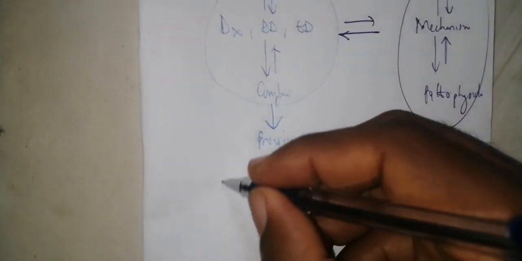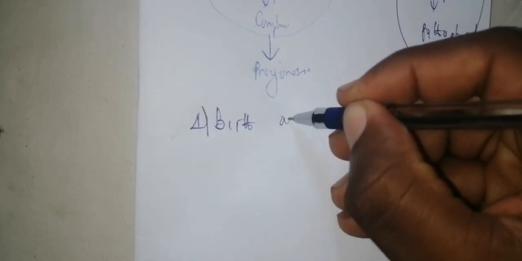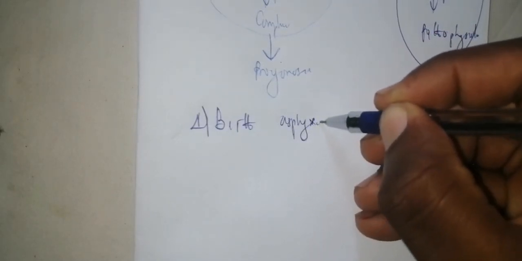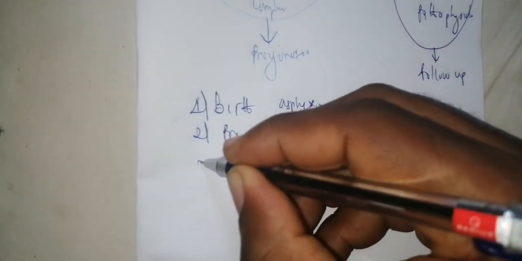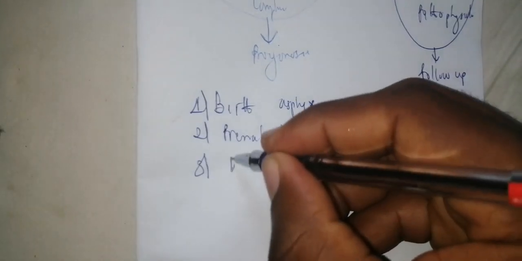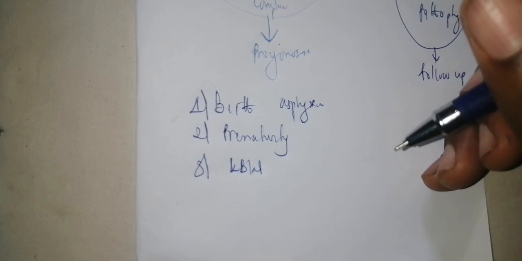We're going to use this SchrDbb algorithm to speak about the first one, which is birth asphyxia. Then we're going to still use it to speak about the second one, which is prematurity, and then low birth weight. So those are the three major elements that we're going to visualize.